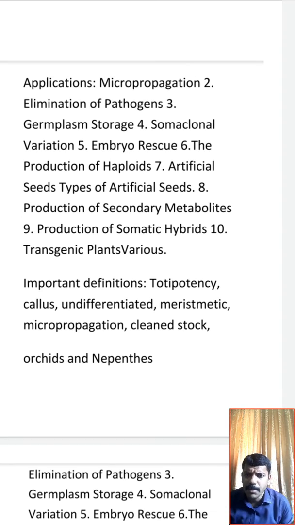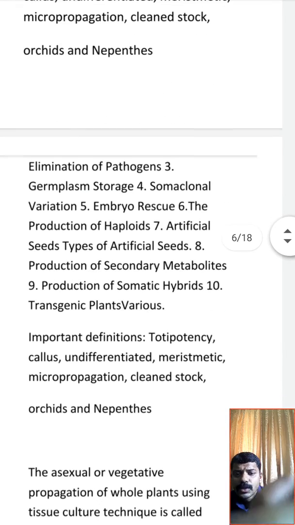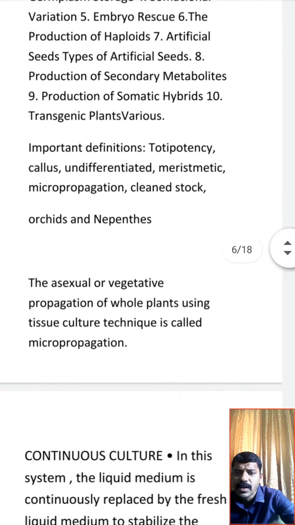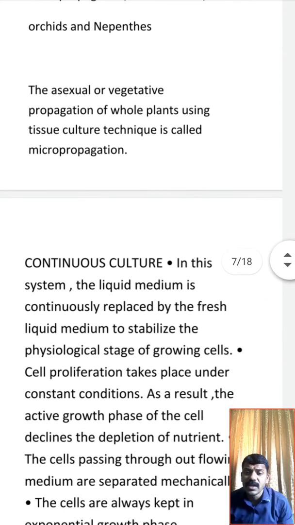Already we have discussed micropropagation. And cleaned stock means the plants which are free from microorganisms that is prepared from the tissue culture technique only. So for orchids and nepenthes, these are the very used techniques to cultivate large quantity of orchid plant using plant tissue culture. So other application already we have seen. Then now we will see the definition of micropropagation once again. The asexual or vegetative propagation of whole plant using tissue culture technique is called micropropagation.